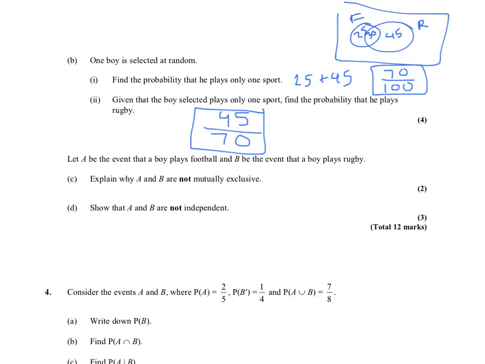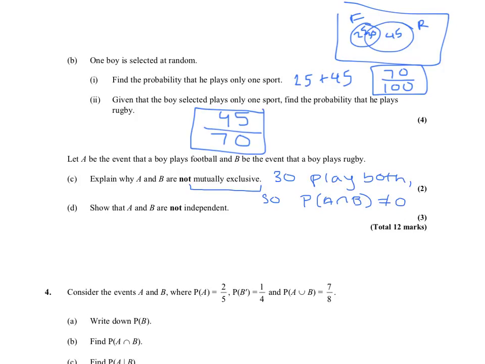Okay, then it says, let A be the event that a boy plays football and B be the event that a boy plays rugby. Explain why A and B are not mutually exclusive. Well, we know that mutually exclusive means that they can't happen at the same time. But we know that there are 30 students that play both. So the probability of A and B happening is not 0. Okay? Definition of mutually exclusive is that they can't happen at the same time, making the probability of them both happening 0.